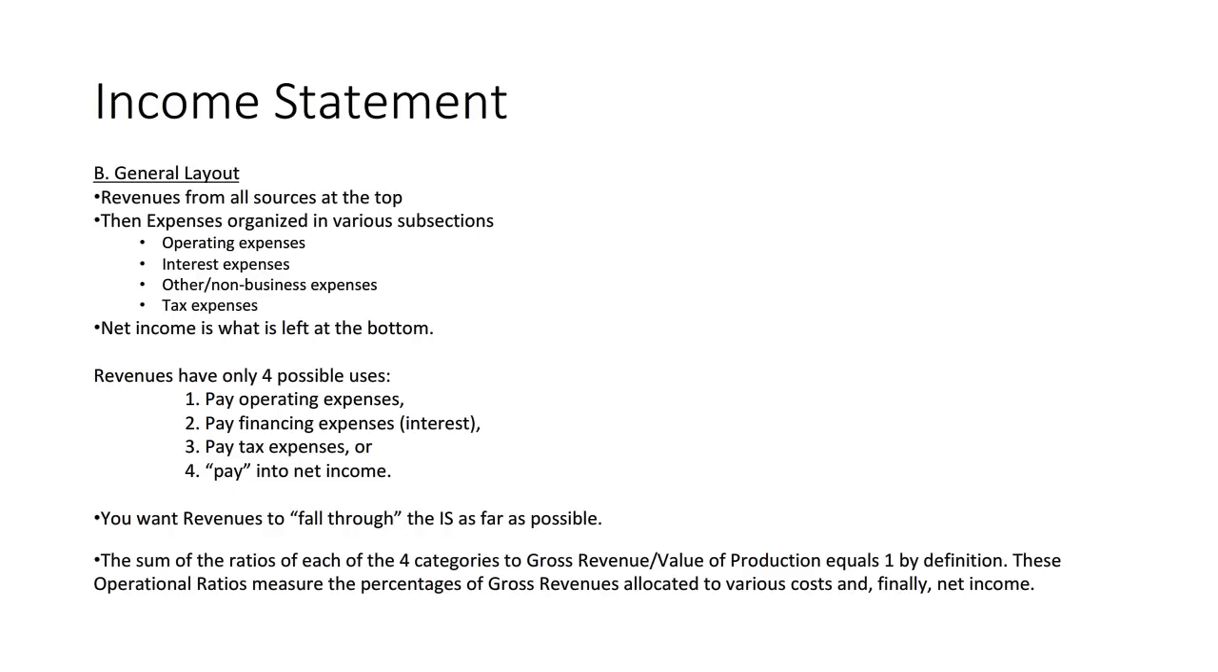So when we start allocating where revenues go on a percentage basis, X percent goes to operating expenses, Y percent goes to pay interest, Z percent goes to taxes, and then the final portion would be what is left over in net income. If you add those percentages up, they have to add to 1. Every revenue dollar is accounted for in some way. Either it goes to pay an expense or it falls through to net income.